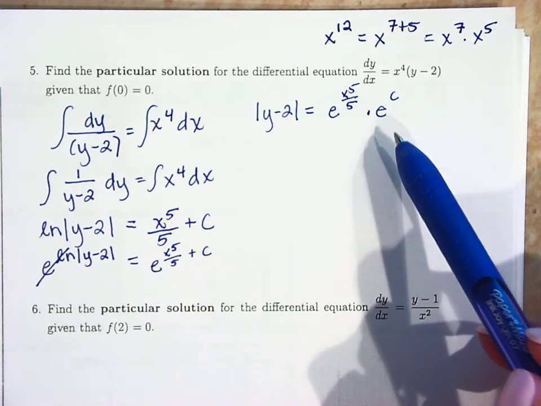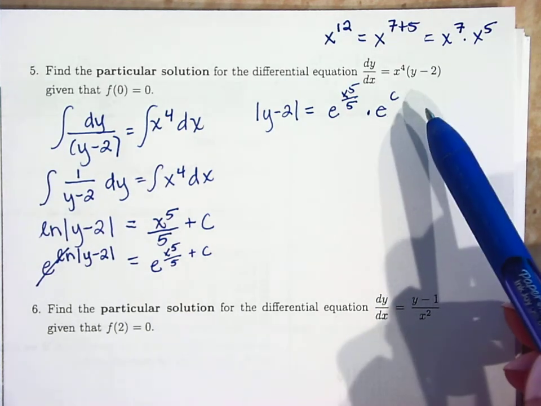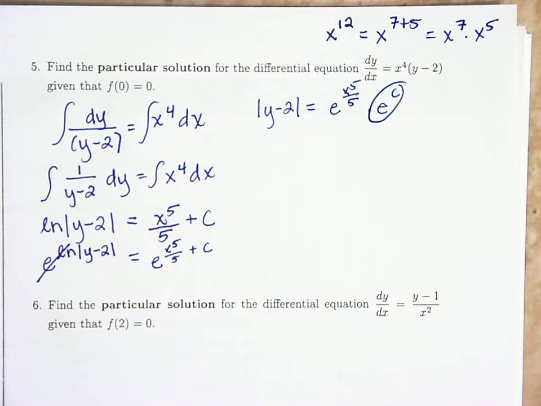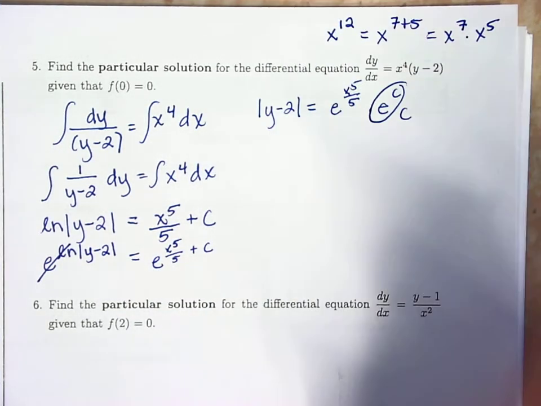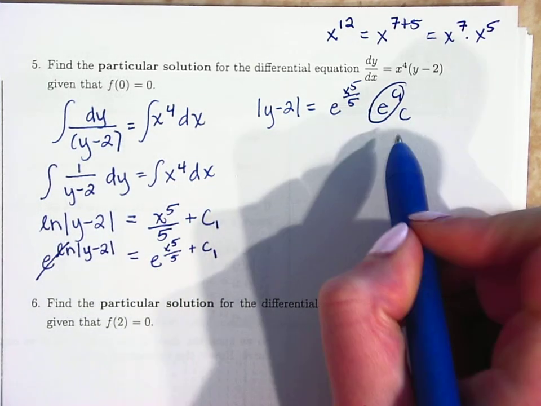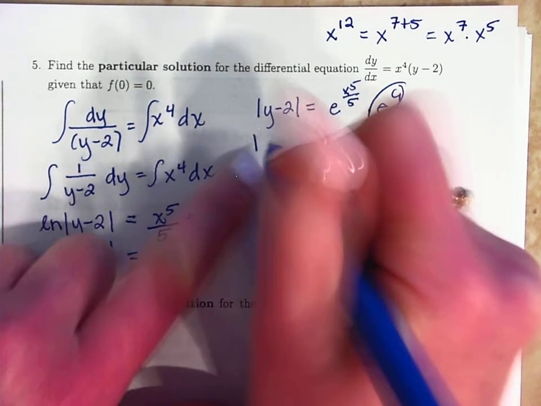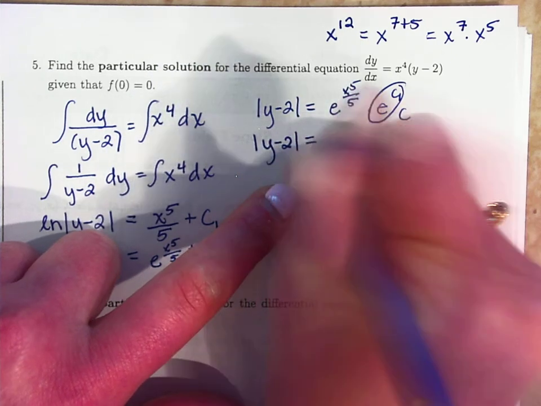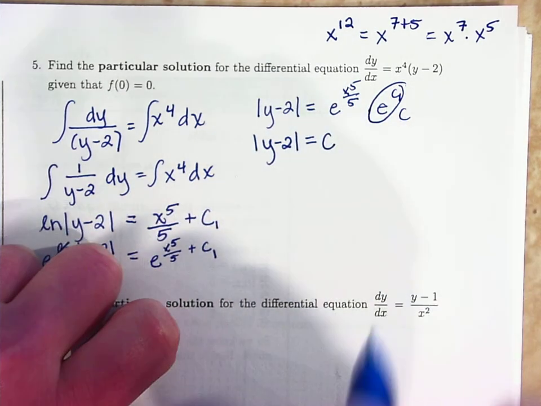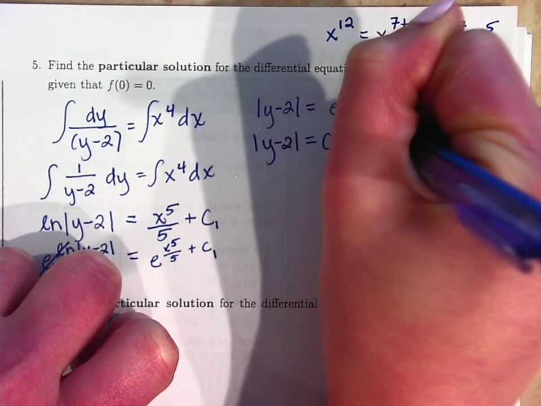E is some number, it's like 2.718. So I have e raised to a constant. E raised to a constant is just another constant. So just like last time, if I'm going to call e to the c my new constant c, then I have to go back and put a subscript on all of the c's I've used before. So c sub 1, c sub 1, c sub 1. So e raised to c sub 1, I'm now just going to call c. So if I rewrite it a little bit, I have absolute value of y minus 2 equals c times e to the x to the 5th over 5. So on my right-hand side, I'm going to put the c in front now, because we're more used to the coefficient in front. So c times e raised to the x to the 5th over 5.